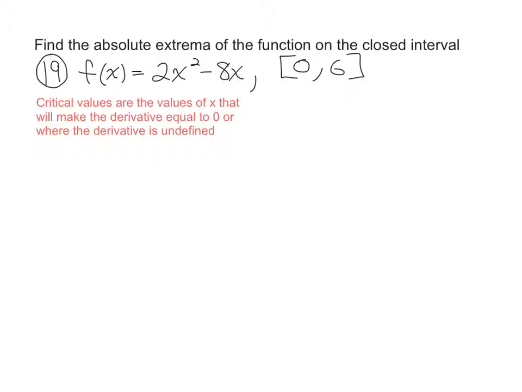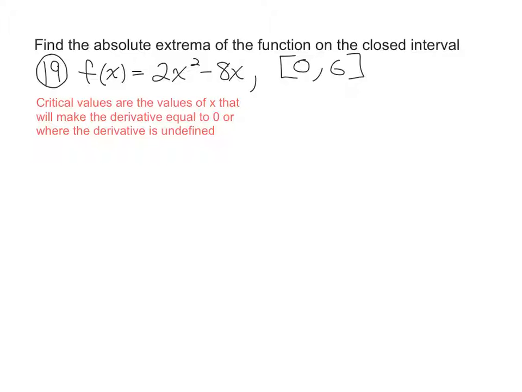Find the absolute extrema of the function on the closed interval. We are given this function f of x equals 2x squared minus 8x. And what we're trying to do is find the absolute maximum and the absolute minimum on this interval, 0 to 6.